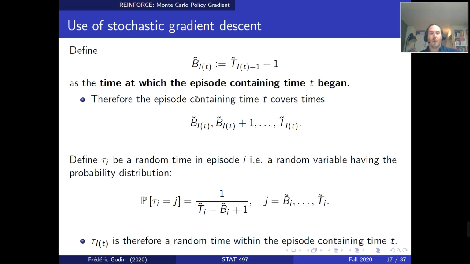For this purpose, we're first going to introduce a bit of notation. That might have been introduced in chapter 9, but we're going to use it here, so I'll introduce it here. We're going to define b tilde it as being t tilde it minus 1 plus 1. First, let's go slower.